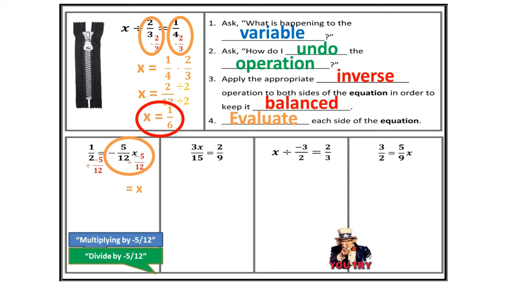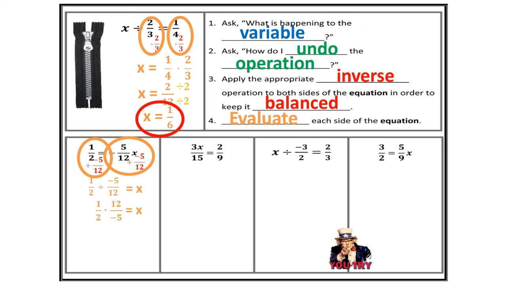Now I need to divide 1/2 divided by negative 5/12. Keep it, change it, flip it. Keep 1/2, turn division to multiplication, take the reciprocal of negative 5/12, so flip it upside down, and then I'm just going to multiply now. 1 times 12 is 12, 2 times negative 5 is negative 10, and then I can simplify from there. In this case, I turned it into a mixed number for my final answer. If the problem starts as a fraction, it ends as a fraction.